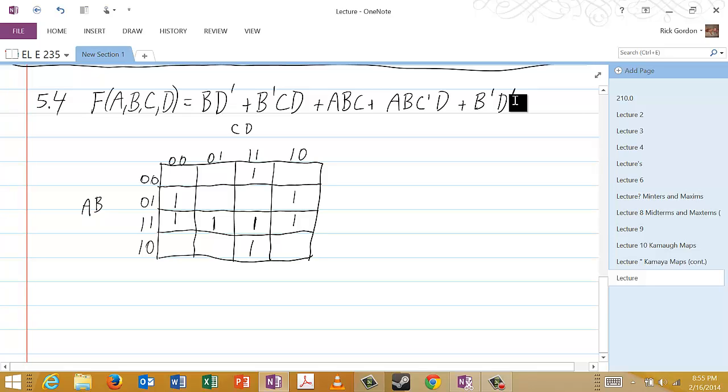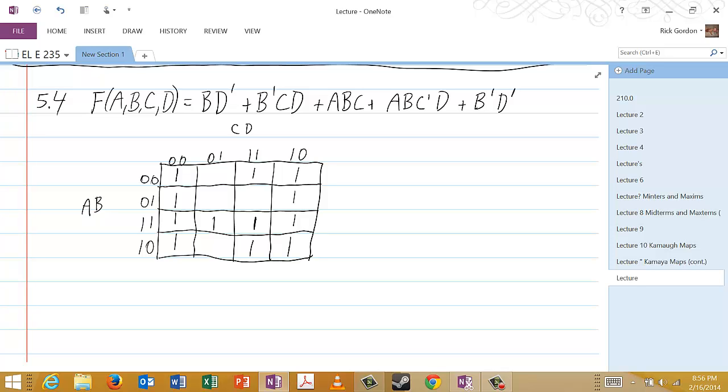So we want B equals 0 and D equals 0. Keeping in mind that B is the second number in each of these pairs, B equals 0 corresponds to the first row and the last row of the Karnaugh map. And D equals 0 corresponds to the first column and the last column of the Karnaugh map. So we get 1, 1, 1, and 1. We get the 4 corners of the Karnaugh map for that term.